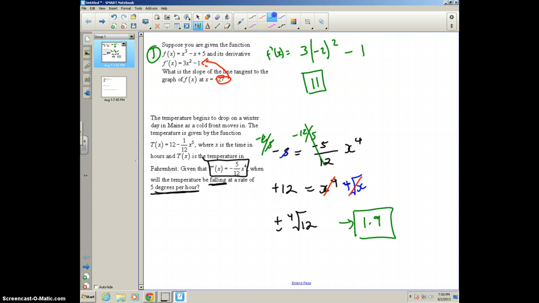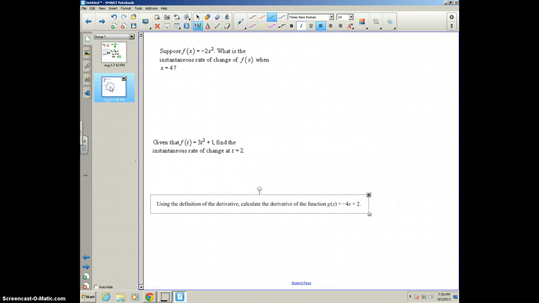Moving on to our next set of problems. Suppose f of x equals negative 2x squared. What is the instantaneous rate of change of f of x when x equals 4? We're basically just being asked what is f prime x, or what is the derivative. When we do so, we're going to move this 2 over to the front and subtract 1 from the exponent. So we're going to get f prime x equals negative 4x, and that is our answer.